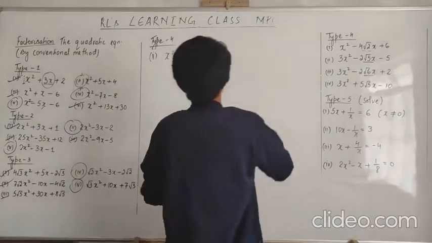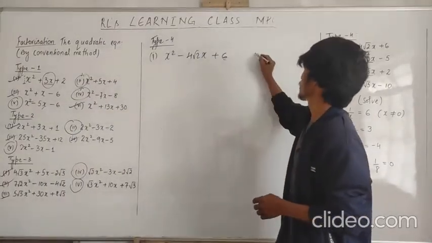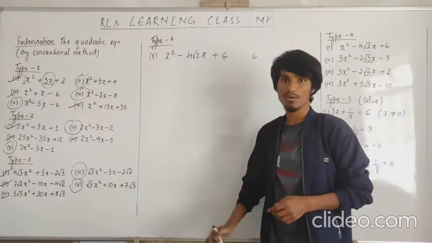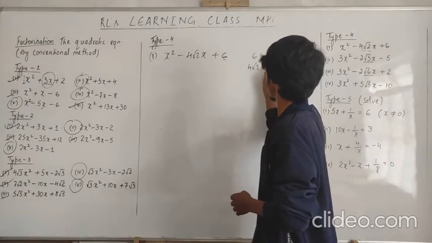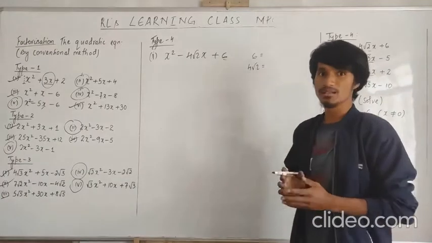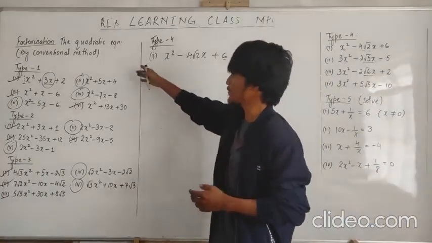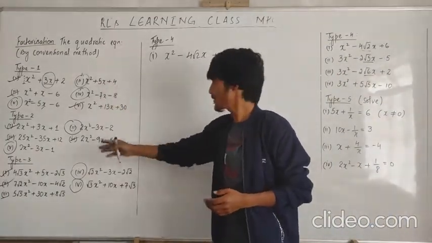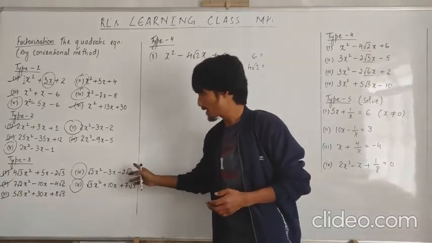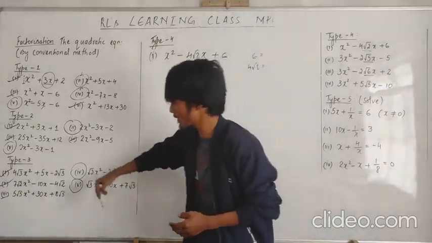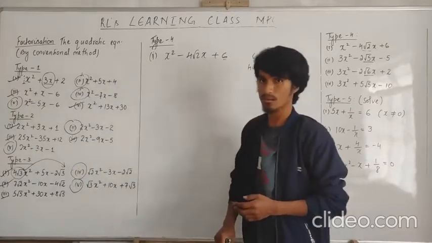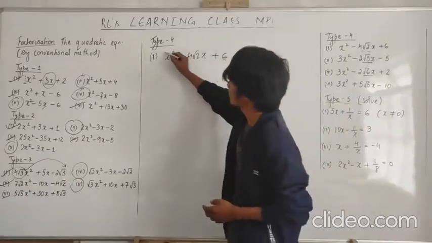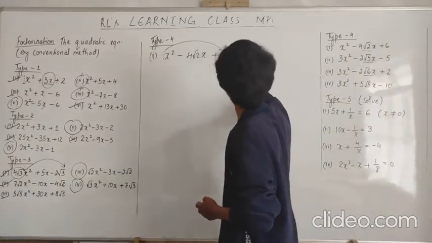Now, what is the product term here? 6. Then what is the middle term here? 4 root 2. In this case, like what we did earlier, we have to take the product and the middle term. But the product here is the first term and the last term. Here there is 1, then 1 into 6, we got 6.